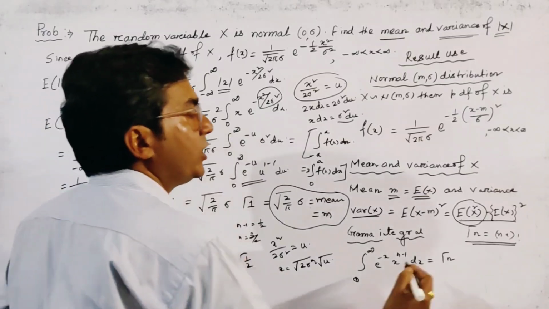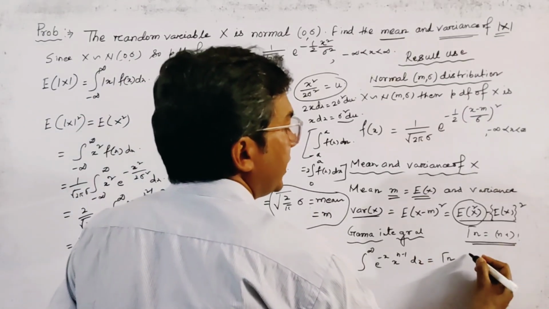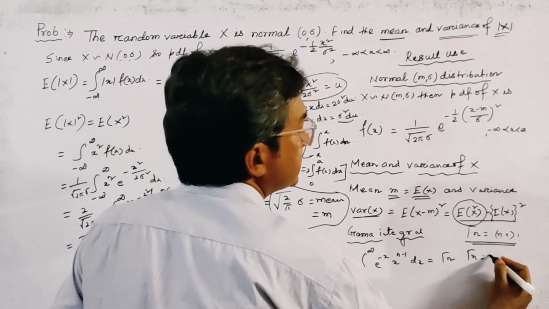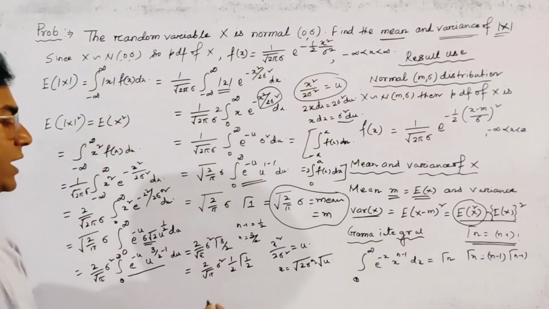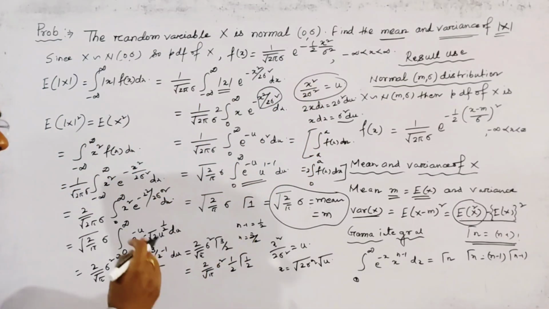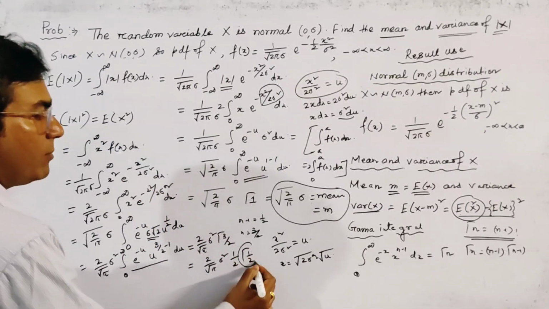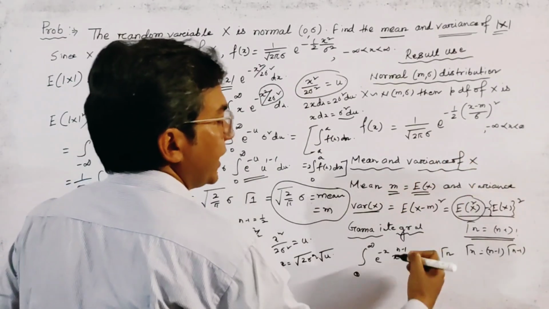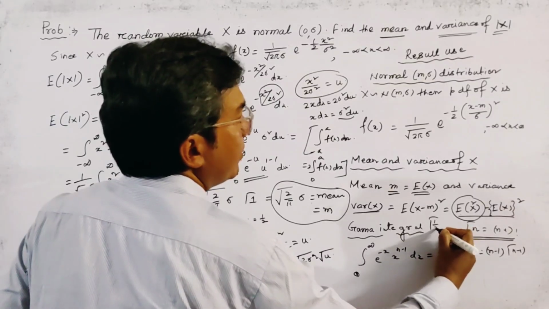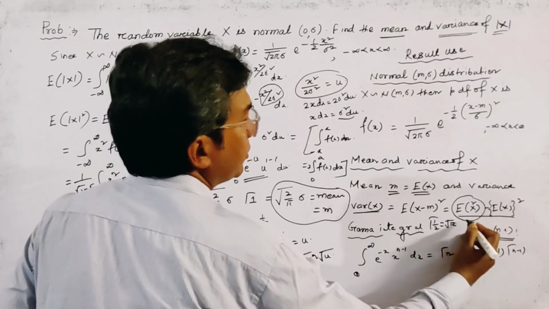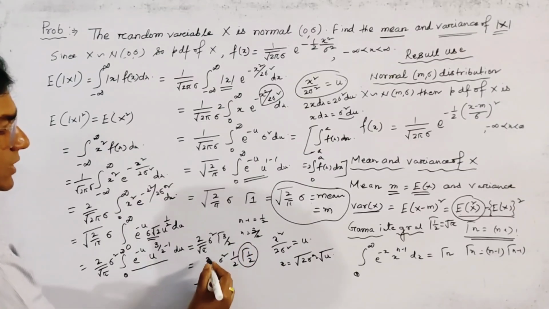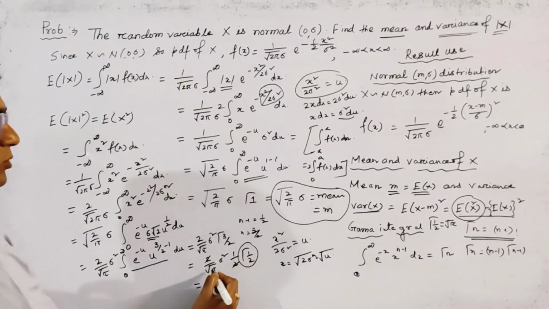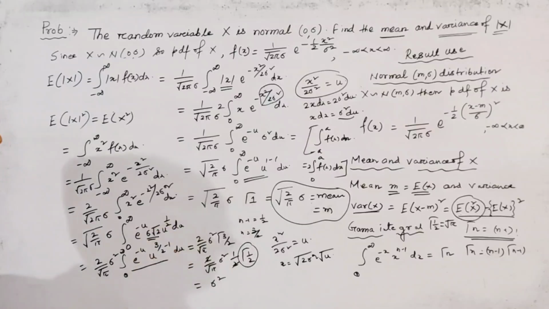This is another property of the gamma function. We may write gamma n equal to n minus 1 times gamma n minus 1. And also gamma half is root pi. Now we put the value of gamma half. We know another property of the gamma function: gamma half is equal to root pi. So if we put root pi here, then the 2 cancels out, and root pi cancels out, so this is sigma square.